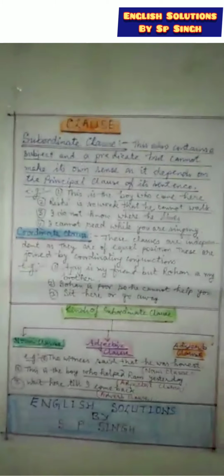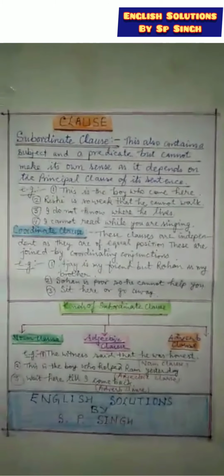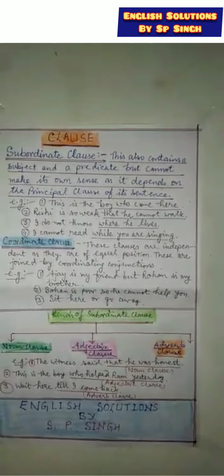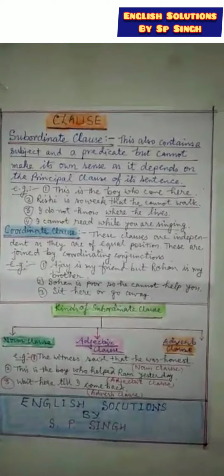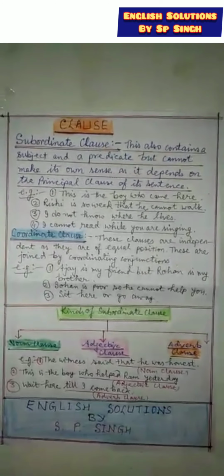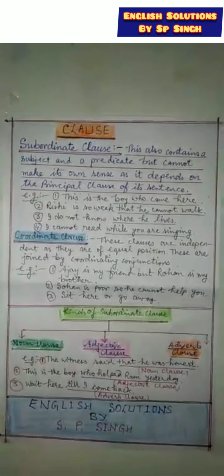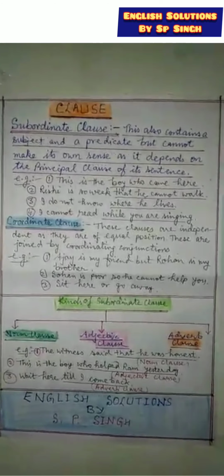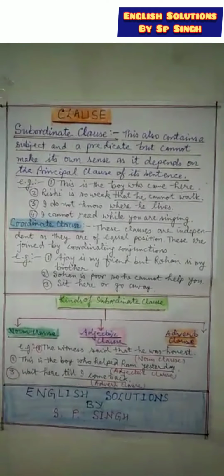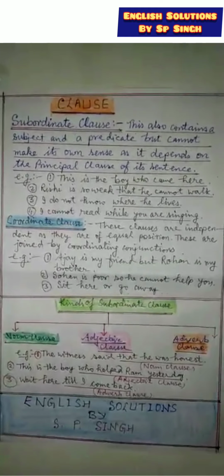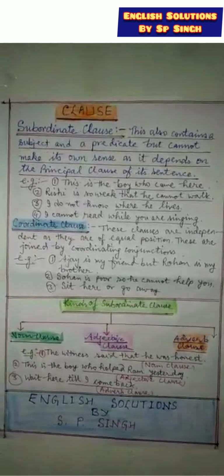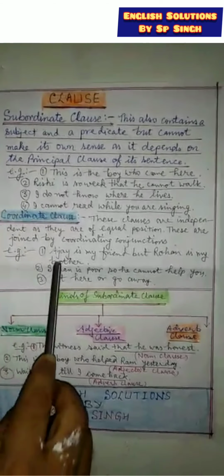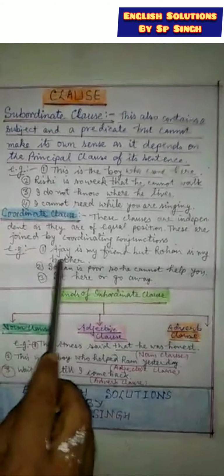Now coming to the third type of clause, that is the coordinate clause. As the name conveys, the clauses are independent and have equal status or equal position. So these are joined by coordinating conjunctions. This is one identifying criterion: coordinate clauses have two or more independent clauses and they are not dependent on anyone because they have equal status. Example: Ajay is my friend but Rohan is my brother.